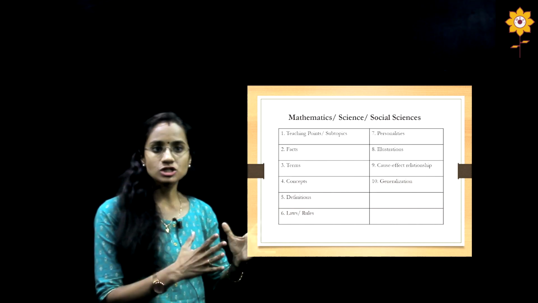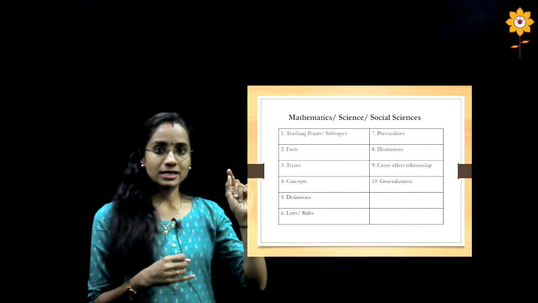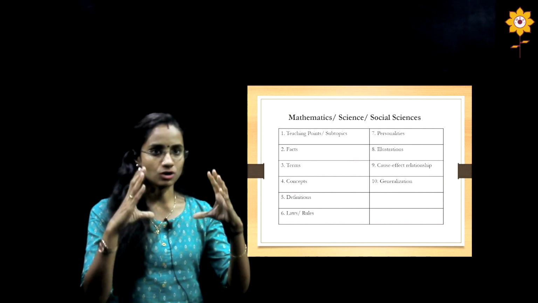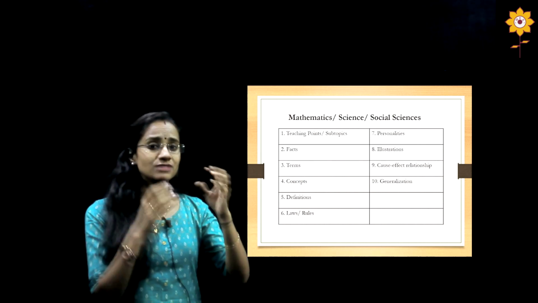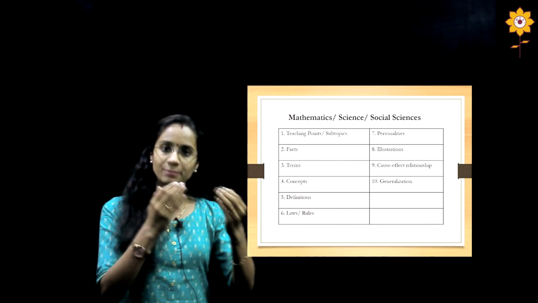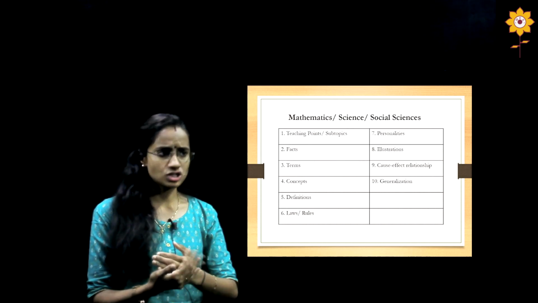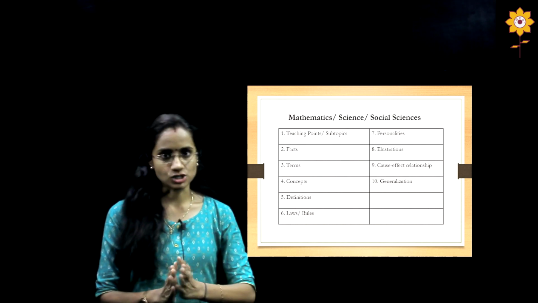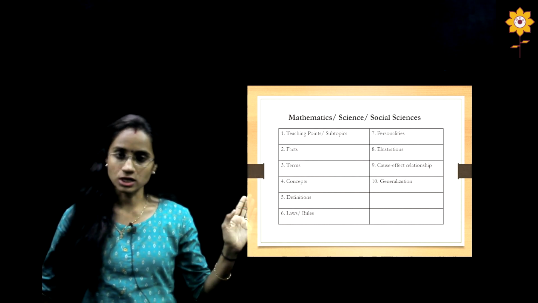Now when you are doing content analysis in maths, science and social sciences, you will again pick your teaching points. What are the facts in that particular lesson, your content? What are the new terms that have been brought in? Then what is the concept? If there are some definitions, then pick out the definitions. If there are some laws or rules, pick out the laws or rules, principles, personalities, and also illustrations. If a cause and effect relationship is there, then you have to identify and pick it out, and then generalizations. So this is the way that you will do your content analysis for maths, science, and social sciences.